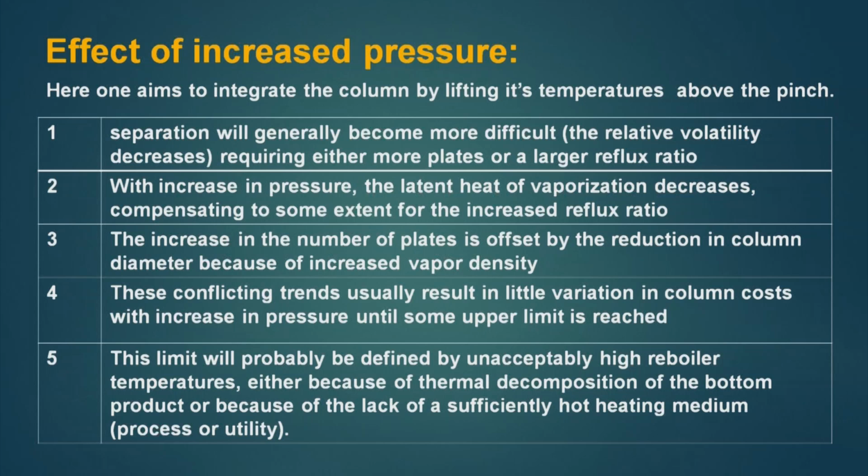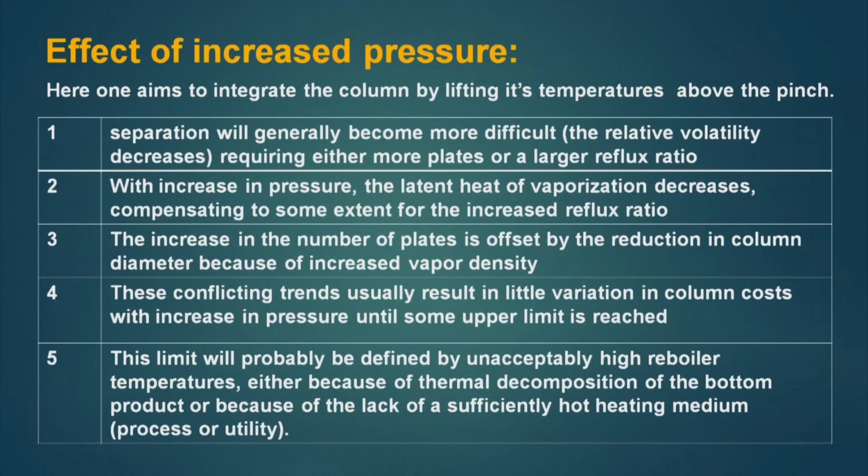The increase in number of plates is offset by the reduction in column diameter because of increased vapor density. Now, when we increase the pressure, the density of the vapor increases, and due to this the diameter of the column will decrease, though the number of plates will increase, that means the height of the column will increase. But due to the reduction in the diameter of the column, the fixed cost of the column will be compensated to some extent.